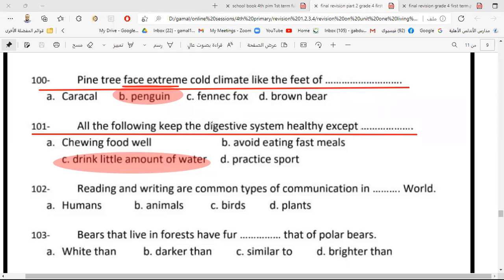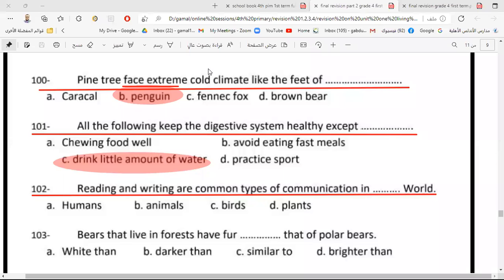Read number 102. Reading and writing are common types of communication in... Humans, animals, birds, plants. Which one makes reading and writing? Humans or animals or birds or plants? Humans, of course, my son. You are excellent, my son.